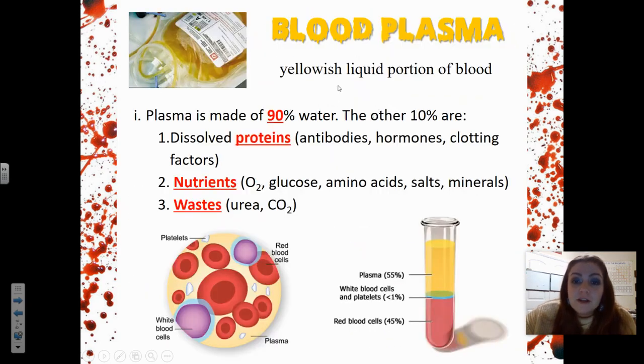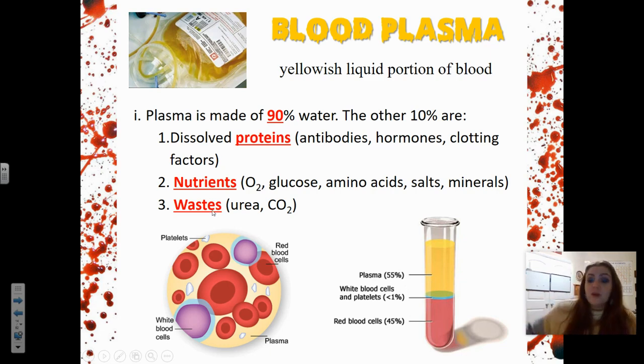So the blood plasma is the yellowish liquid. So no cells. It's just 90% water, mostly water. The other 10% are dissolved proteins, antibodies, hormones, clotting factors, so just other stuff floating around in there. Nutrients like oxygen, sugars, amino acids, salts, minerals, and waste.